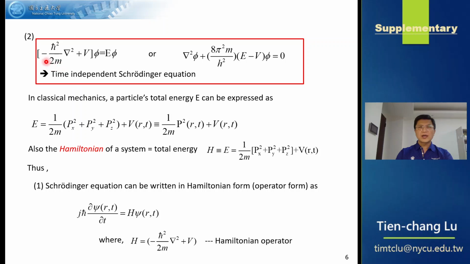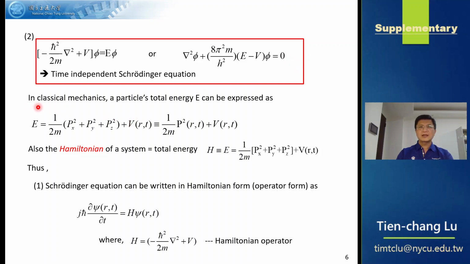Or you can move this term over and use h instead of h bar, and that becomes the Laplacian of phi plus 8 pi squared times m divided by h squared times (E minus V) times phi equals 0.